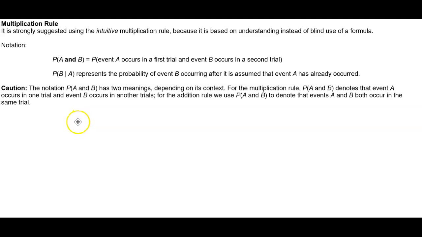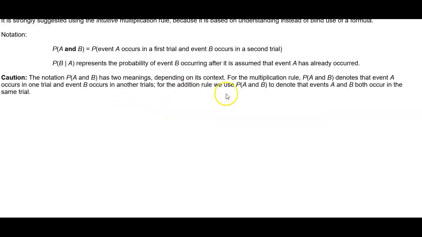Now, caution. The notation of the probability of A and B has two meanings depending on its context. For the multiplication rule, the probability of A and B denotes that event A occurs in one trial and event B occurs in another trial. Now, for the addition rule, we use the probability of A and B to denote that the events A and B both occur in the same trial.